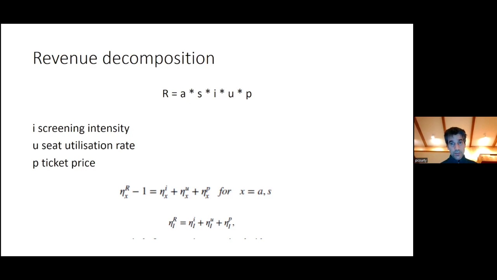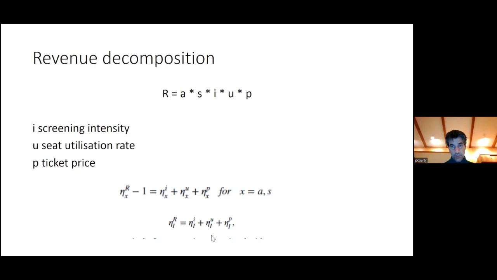And it allows us to see what makes, let's say, Megaplex more profitable from a revenue point of view. What makes Megaplex have higher revenues than, let's say, Multiplex? It's going to have to be either that they have a higher screening intensity, or a higher utilization rate, or a higher price, and we have this identity in terms of elasticity here. And same thing for the IMAX. So we will look at this decomposition.